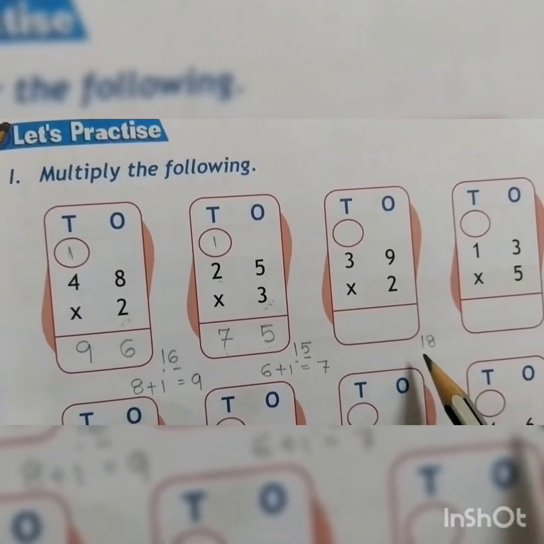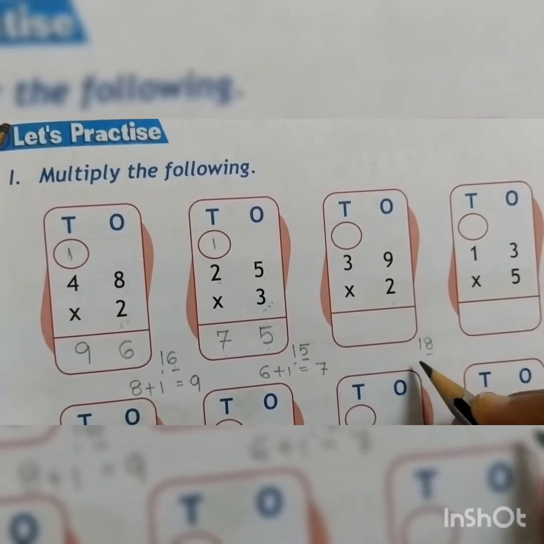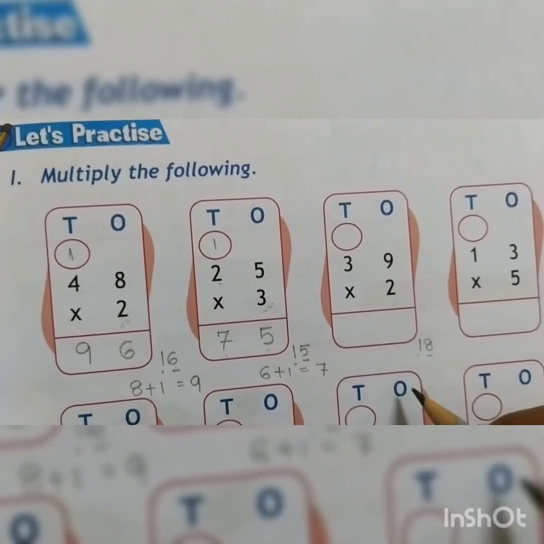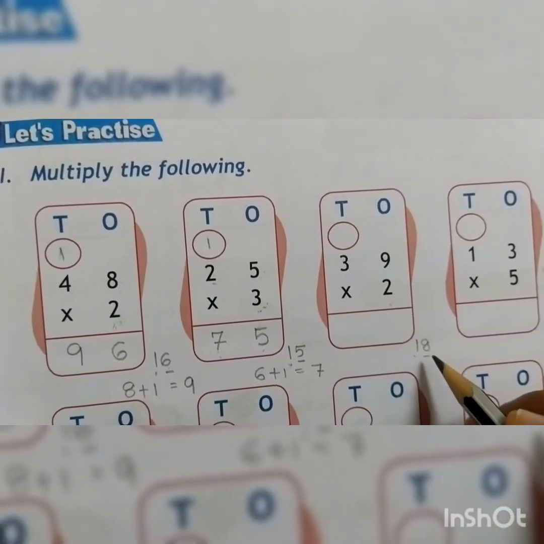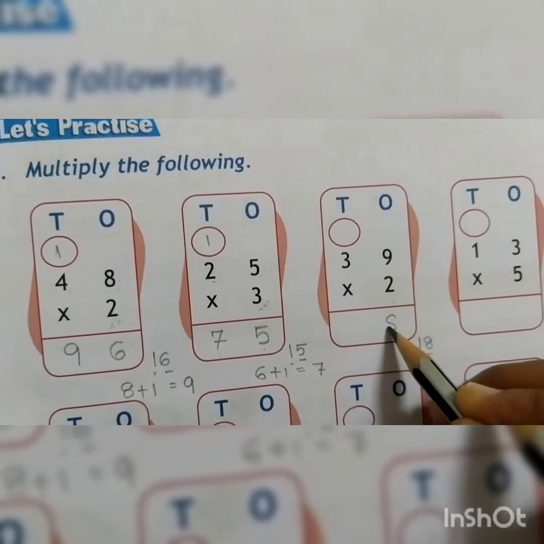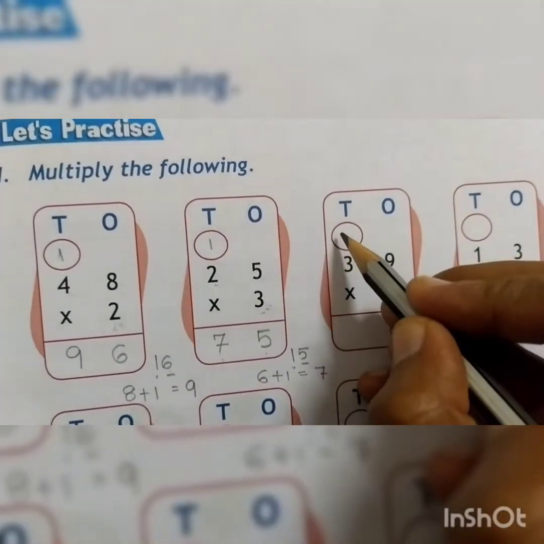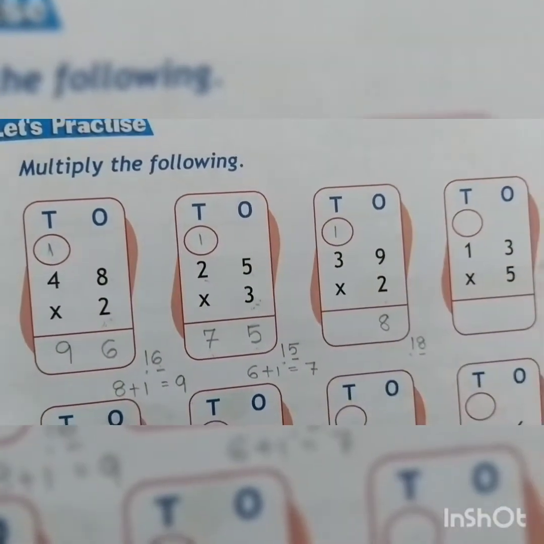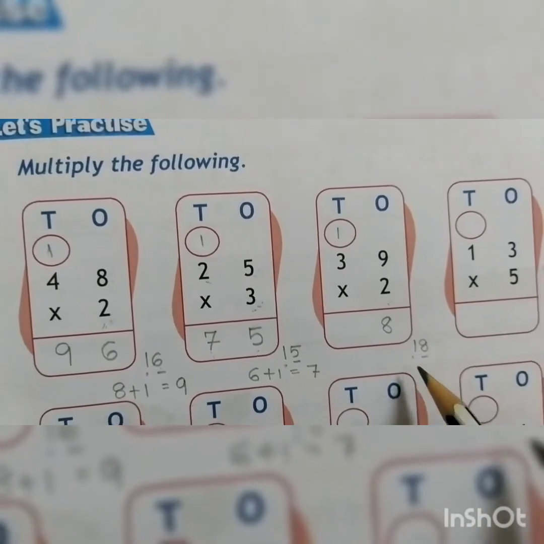Here 18 is a 2-digit number. At the ones place the digit 8 and at the tens place the digit 1. So we take 8 from the ones place and write 8 in the ones column. Then we carry over 1 ten to the tens column.